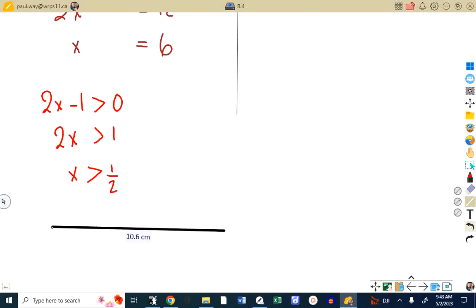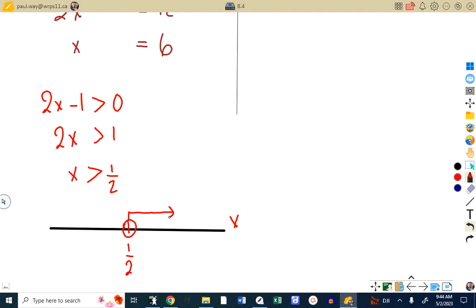What this means is that if this is 1/2 on an x number line, x must be greater than that number. It can't be equal to that number, and it can't be less than that number. It has to be greater than 1/2.